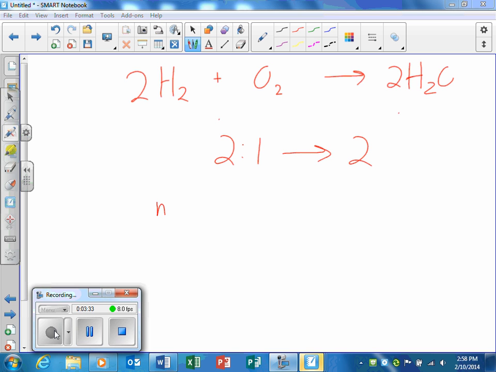This is called the mole ratio. It's the mole ratio. Do you guys remember what a mole is from first semester? Well, let me ask you this. A dozen has how many pieces?